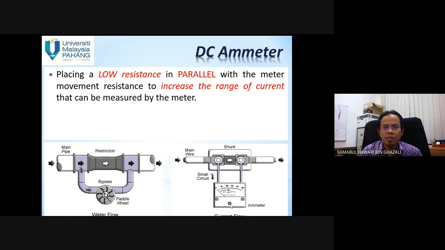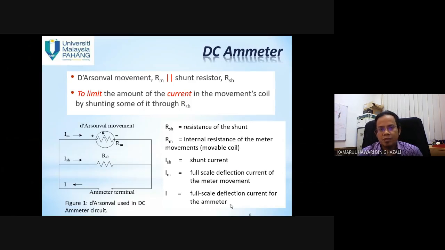Placing a low resistance in parallel with the meter movement resistance to increase the range of current that can be measured by the meter. RSH is the shunt resistor, RM is the meter movement resistance. This is the ensemble meter movement, RM parallel to the shunt resistor, to limit the amount of current in the movement coil by shunting some of it through R shunt. So this is the concept of the ensemble movement.